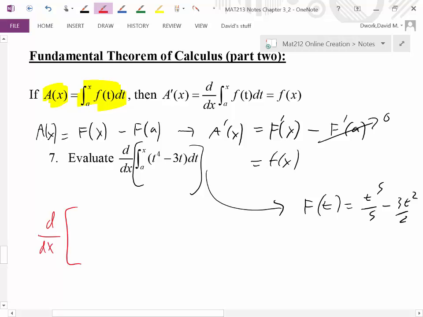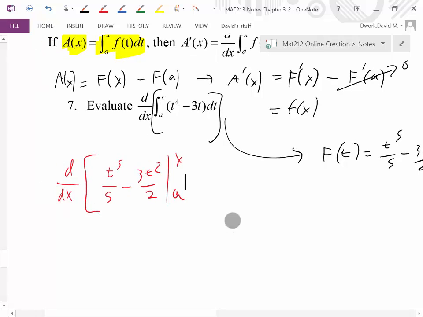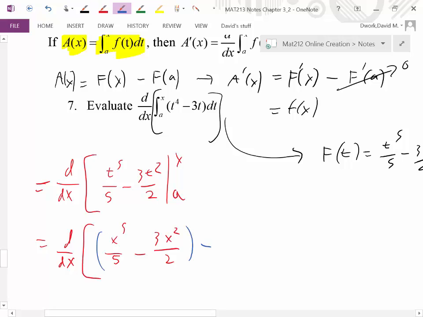Okay, so the antiderivative would be t to the 5th divided by 5 minus 3t squared divided by 2, going from a to x. All right, now the next thing we're going to do is we're not going to do our derivative yet. We're actually going to evaluate this stuff. So we're going to substitute in. So it's going to be x to the 5th divided by 5 minus 3 times x squared divided by 2. That's my first part. Minus my second part. Now let's substitute in our a. So this would be a to the 5th divided by 5 minus 3 times a squared divided by 2. Okay.